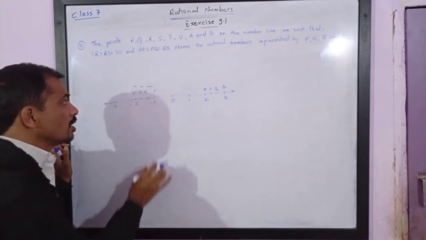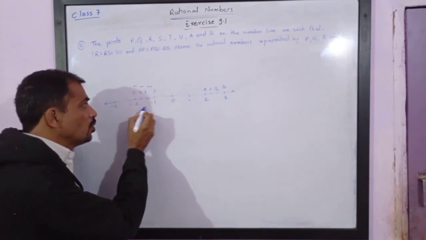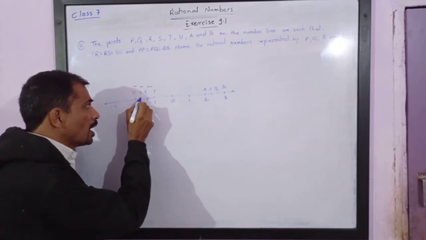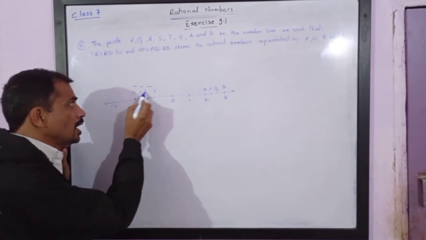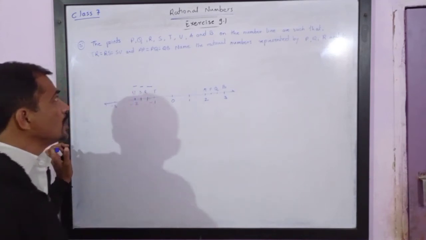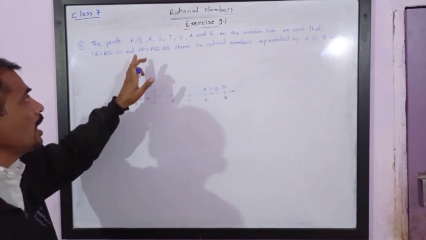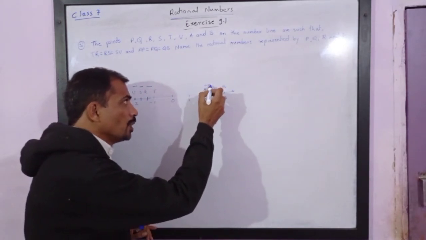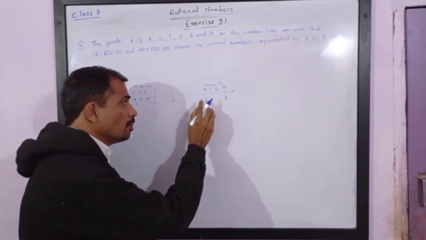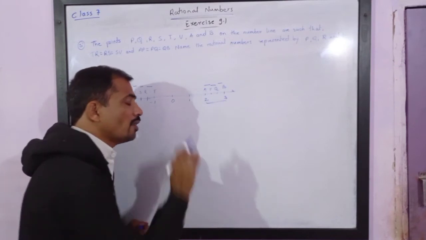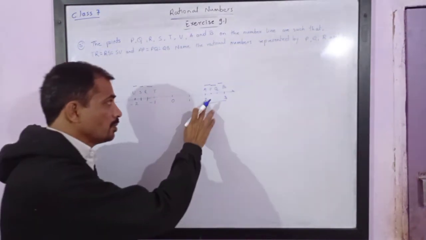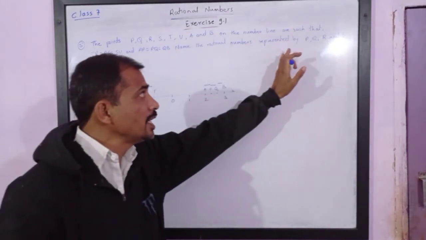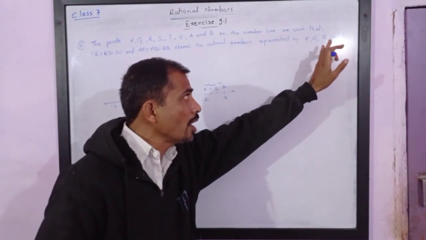These distances are equal. Please note, this negative 1 to negative 2 part is divided into 3 equal parts. You can understand, that is TR, RS and SU. And AP is equal to PQ is equal to QB. That is, the part from 2 to 3 is divided into 3 equal parts. The question asked is, name the rational numbers represented by P, Q, R, S.